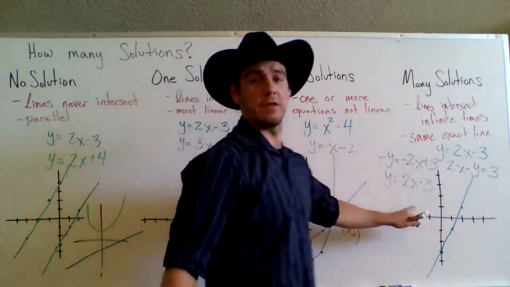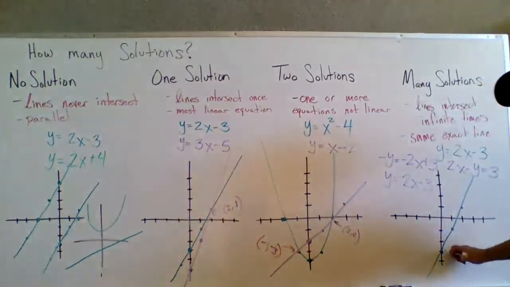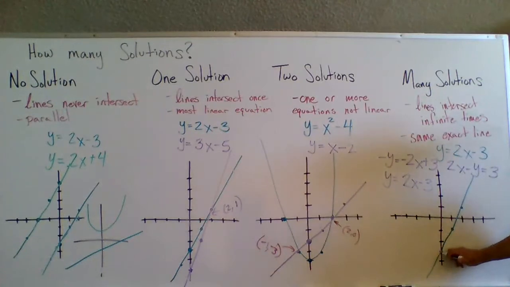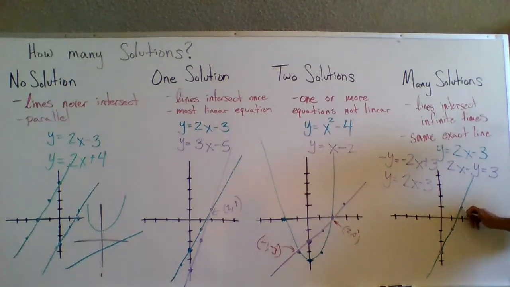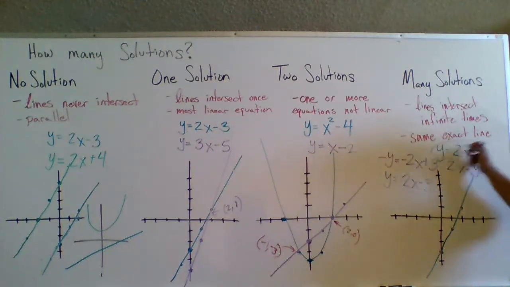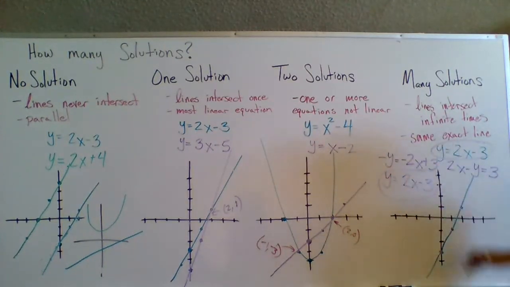I go to graph this. My y-intercept's negative 3. My slope is 2 over 1. I go up 2 over 1. Whoa! That looks really familiar. Hey, guys, these are the exact same line. They didn't look the same when I gave it to you because I like to be tricky like that.